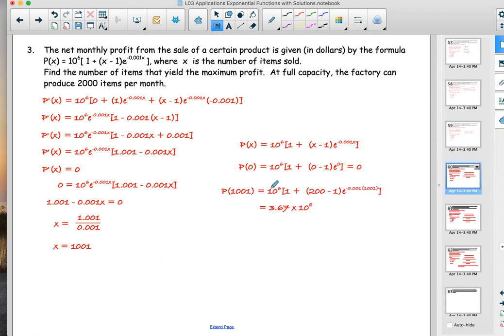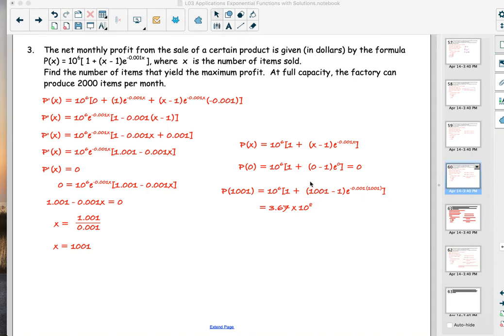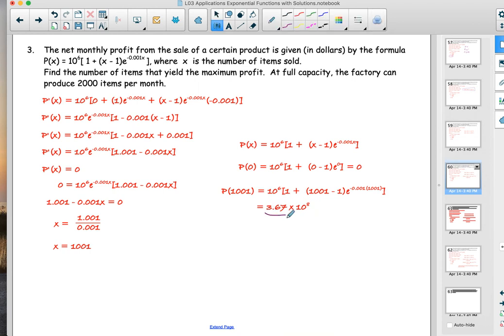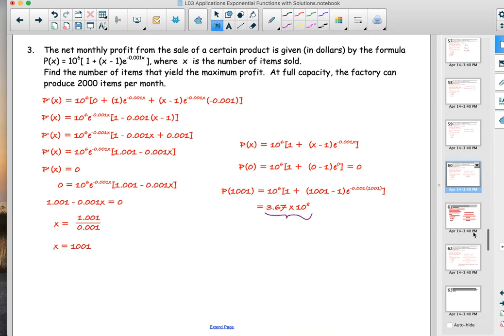Let's check 1001. So, a bit of a typo. We are checking 1001. So it's 1 plus 1001 minus 1 times e to the negative 0.01 times 1001. If you punch all of that in and round, you're going to get 3.67 times 10 to the 8.